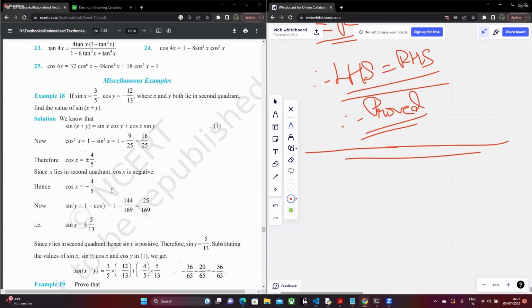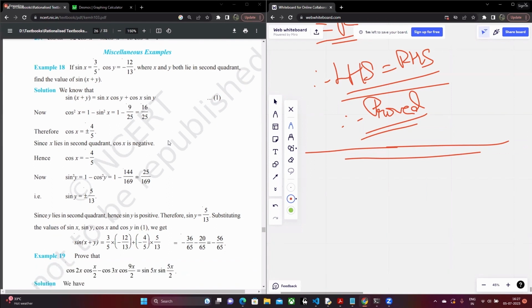The only thing left is miscellaneous exercises, right? And again, as I told you earlier, look at these miscellaneous examples because there are a lot of questions which make you think differently, which make you realize that these kinds of questions can also be asked. All right.